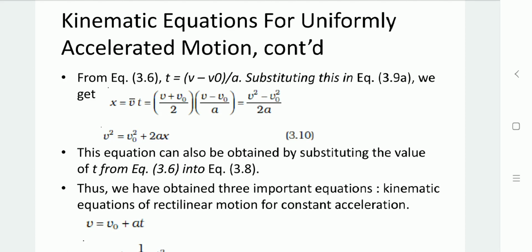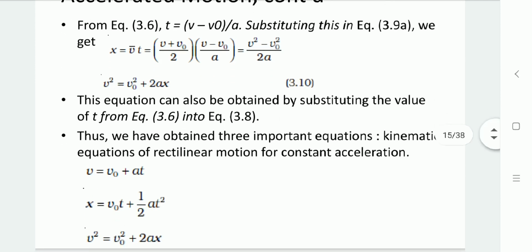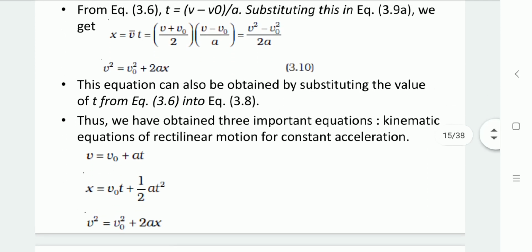So here we have three important equations. First, v equals v0 plus at. Second, the equation which we have derived, x equals v0 t plus 1/2 at square. And another equation which we have derived, v square equals v0 square plus 2ax.